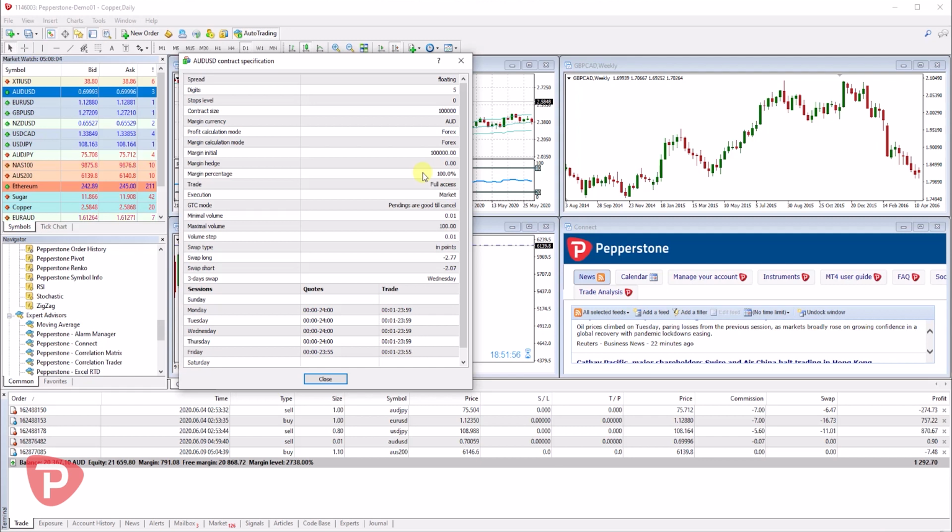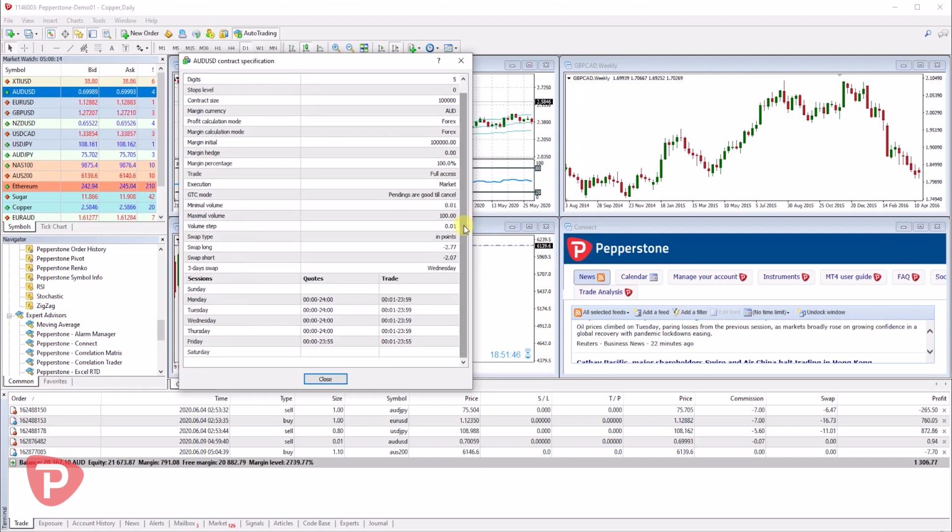Now, next thing we'll look at is the minimum volumes and the maximum volume. So all this means is that the maximum you can do is 100 lots in one trade. So I can open a second trade for 100 lots as well if I'd like. And the minimum you can do is 0.01, which is a micro lot worth 1,000 units. Now, one really important thing here is the volume step. This means that you can only go up in increments of 0.01.